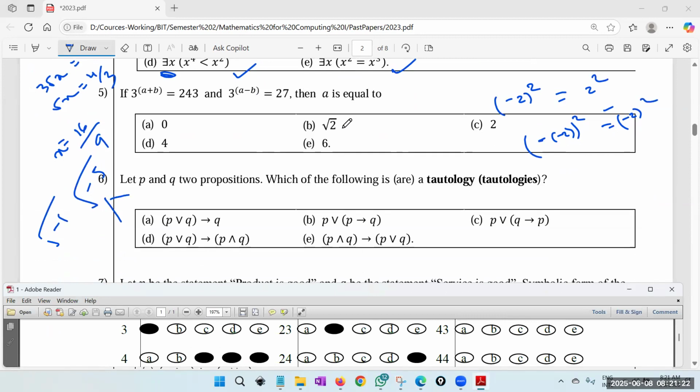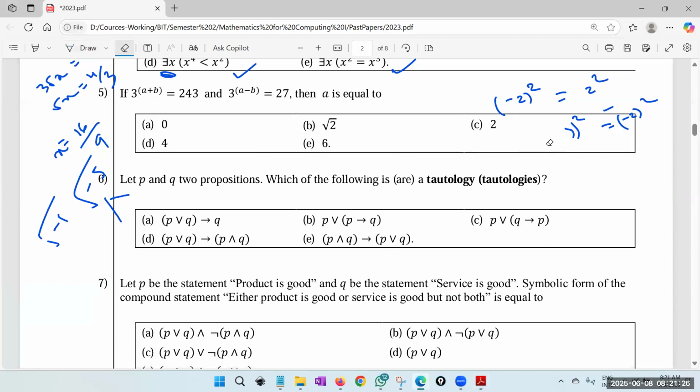Right. Question number 5. Actually, I'm also doing this paper for the first time because this is the last year paper. So this is the first time, because last year's paper is first being done with you guys. That is why I just took it, because I also like to take some challenges.